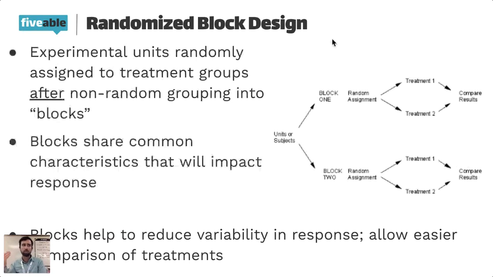Experimental units are randomly assigned to treatment groups after a non-random grouping. So it's important here to know that random assignment happens after we block. And blocks share a common characteristic that will impact the response. How's that feel?